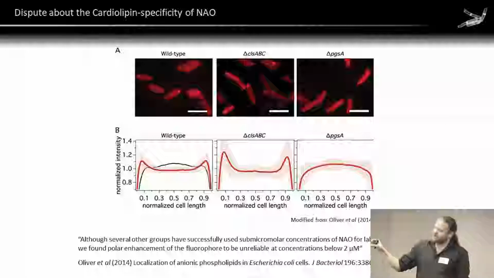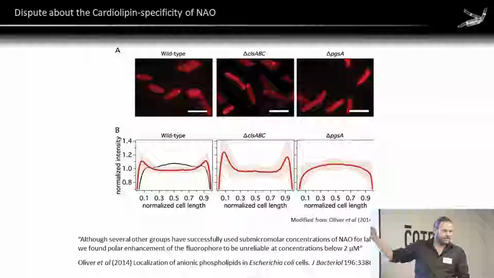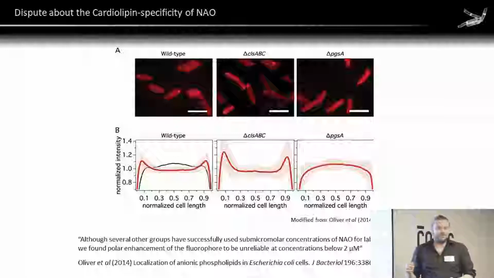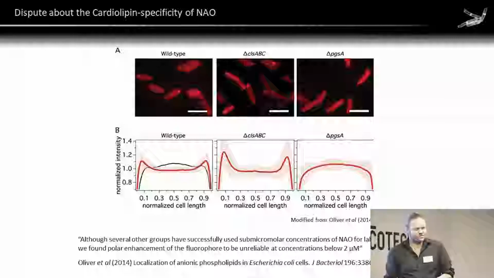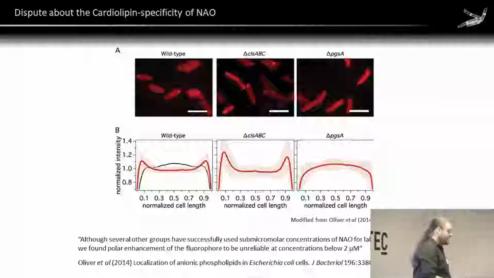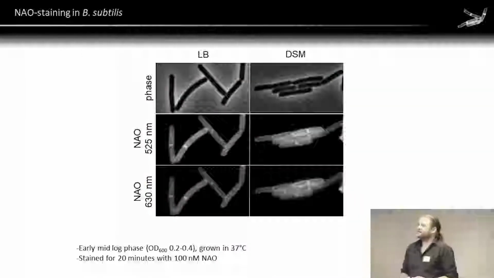One group claims that if you use these higher concentrations, it's not specific anymore, so therefore they see staining in the absence of cardiolipin, whereas the others don't see any domains at lower concentrations and only see them with these higher concentrations. This is actually what we also see. This is still all in E. coli, so we started to look at Bacillus.